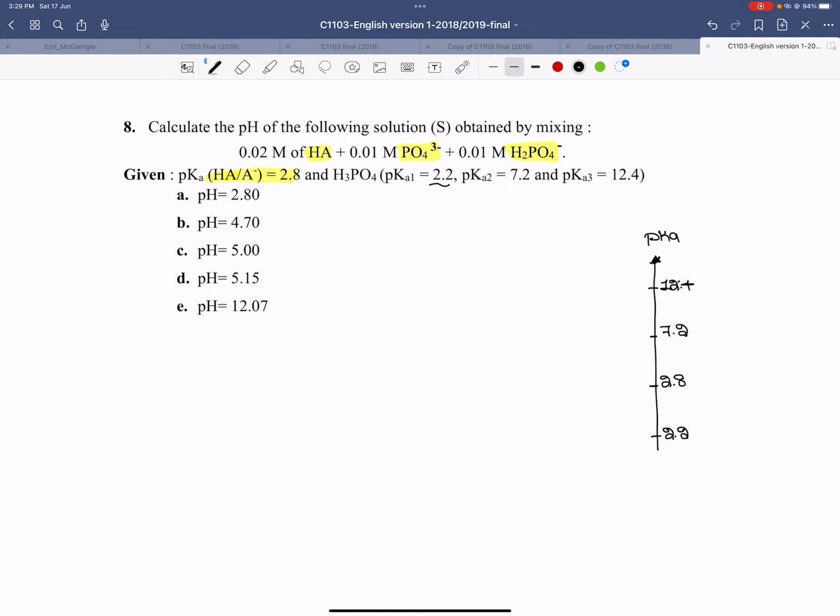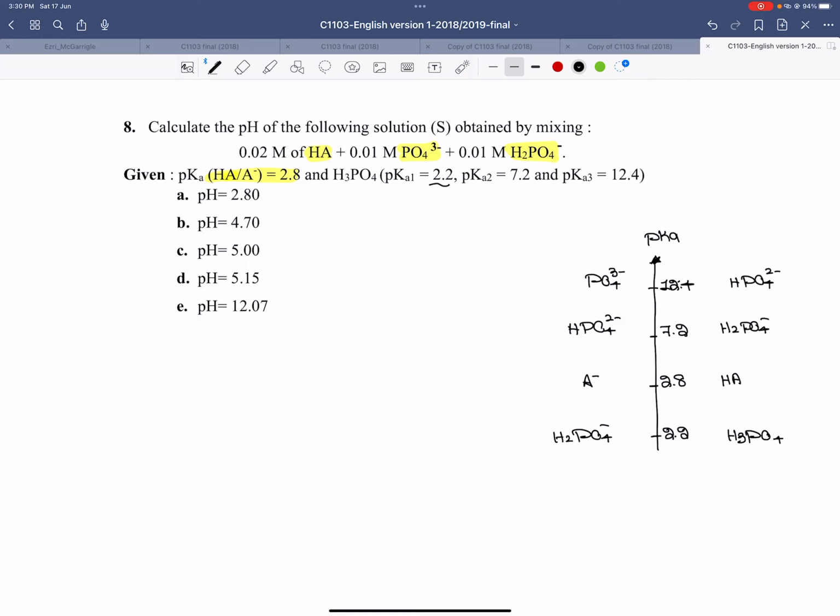Very good. So the 2.2 is basically phosphoric. Remember, right hand, it's the acid, H3PO4, H2PO4- the base. 2.8 is HA, A-. 7.2, the second couple, the acid of the second couple is H2PO4-, base is HPO4 2-, third HPO4 2-, PO4 3-. These are all the couples that you have in your system.